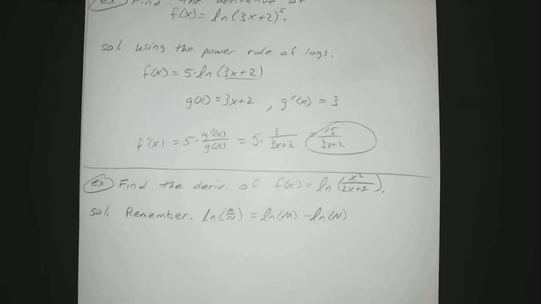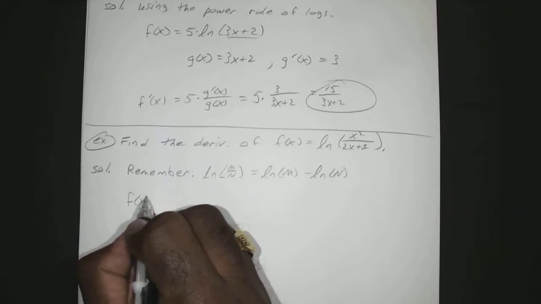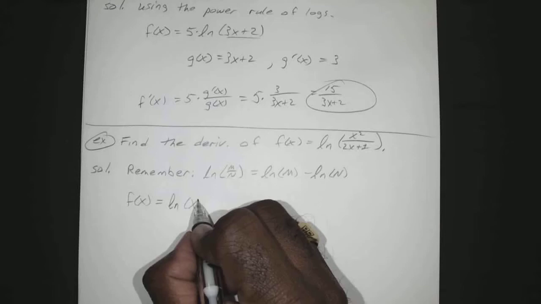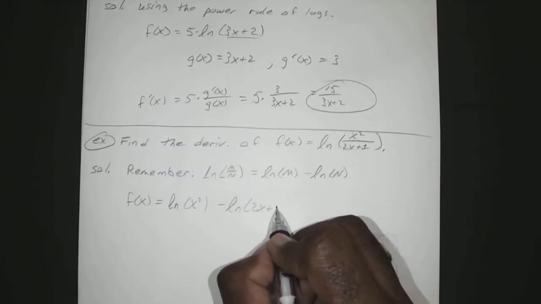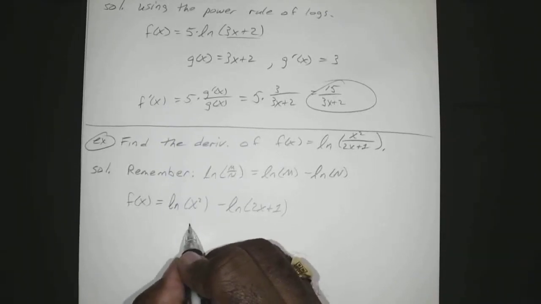So bring that up some. Okay, so this f of x is actually equal to the natural log of x squared minus the natural log of 2x plus 1. Okay. We could actually apply the power rule here.